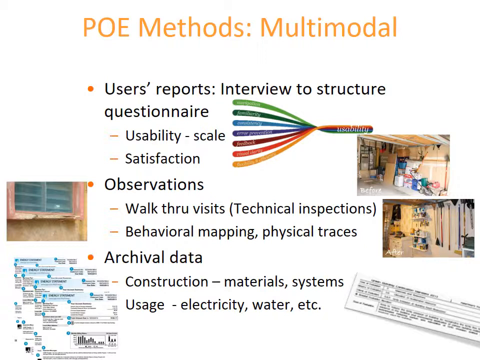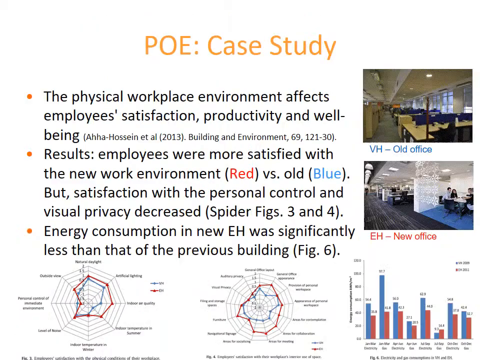Or it can use archival data if the main goal is to improve effectiveness in terms of use of resources. It can be the electricity bills, comparing before and after. It can be an analysis of the construction materials used and how green they are and so forth. Or I can use all of them.